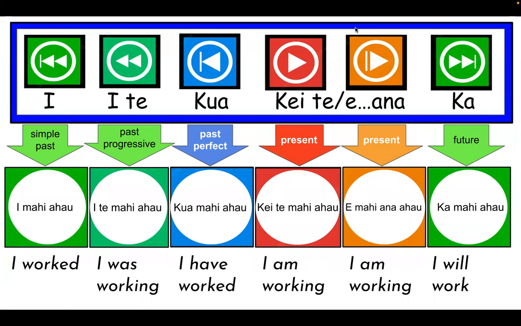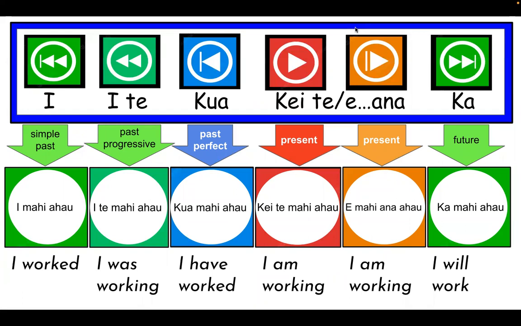Okay, on to the past tense markers now. Let's go to the tense marker i. In English grammar terms, this is called the simple past tense. In English, these words quite often, but not always, end in ed, such as in the sentence, I worked. In te reo Māori, i mahi aho.